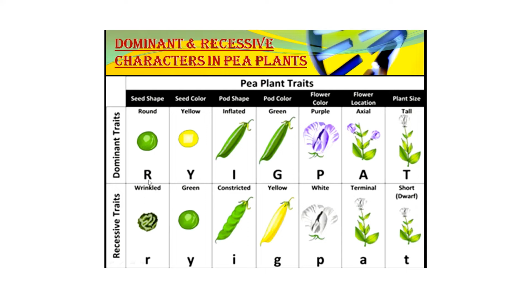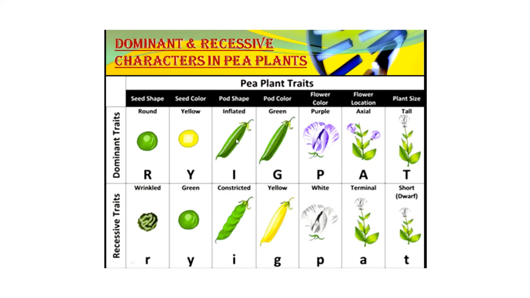As we discussed earlier, round is denoted by capital R as it is dominant, and wrinkled is denoted by small r. Similarly, with seed color, yellow seed color would be dominant over green. Yellow is given capital Y and green will be given the corresponding small letter, small y. You can even take small g, but that will mostly confuse you. It is always better to go with the same letter in uppercase and lowercase.